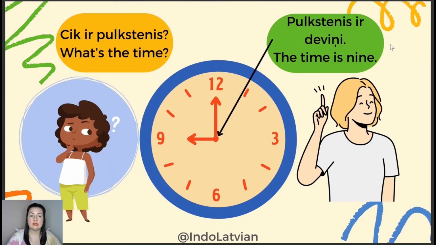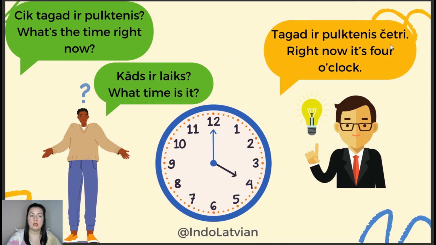So what's the time? Cik ir pulkstenis? Pulkstenis ir 9. The time is 9. Cik tagad ir pulkstenis? What's the time right now? This is the question about time.